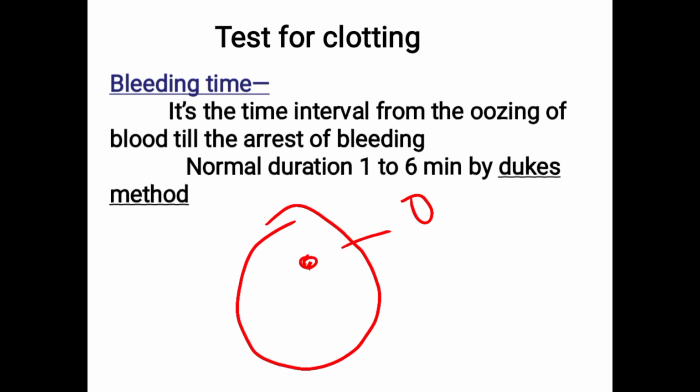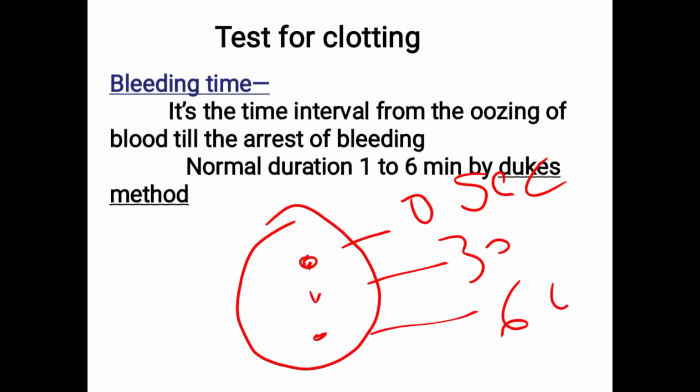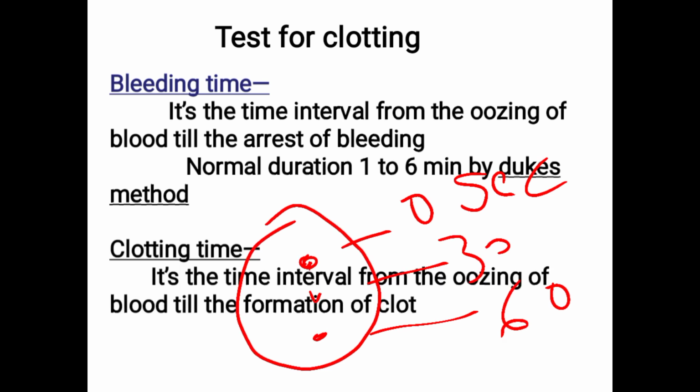That is 0 seconds. You have to wait for 30 seconds. After 30 seconds again you have to blot. Then again you touch the paper, that is around 60 seconds. Like that, every 30 seconds you have to blot the paper until there is no blood stain on the paper. That shows the complete stoppage of bleeding. That is the method.